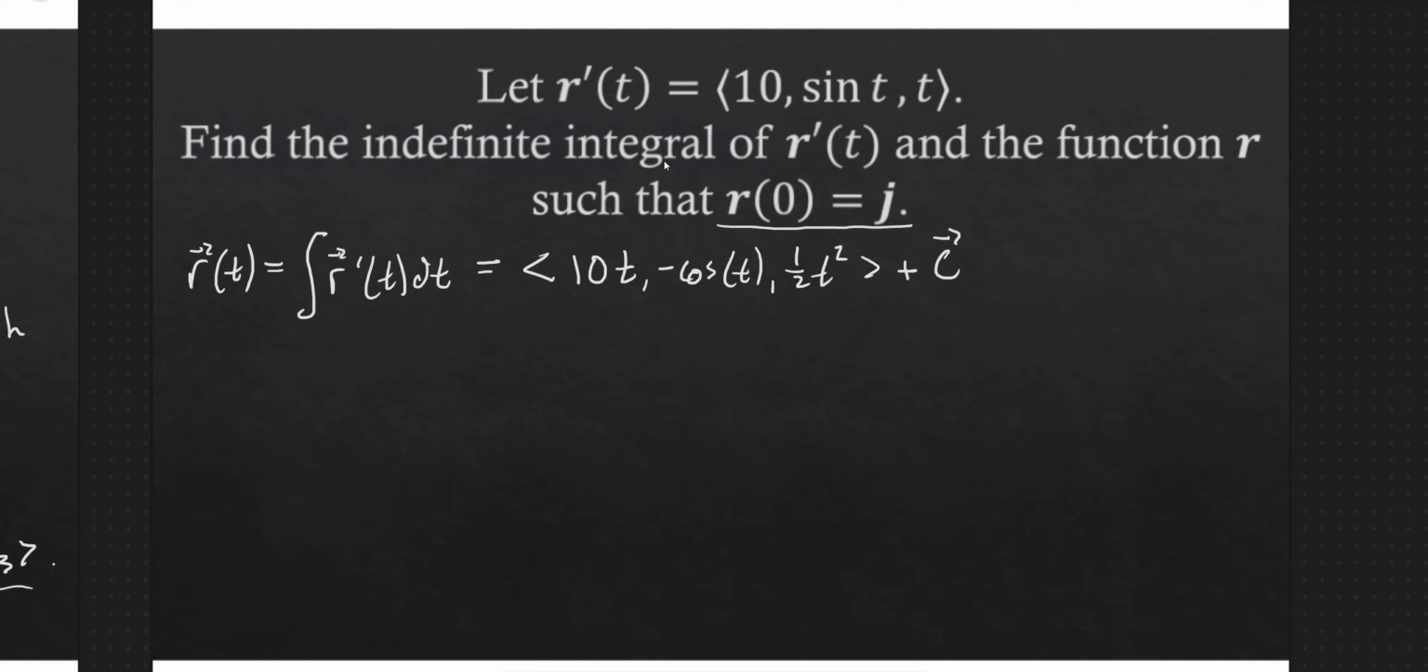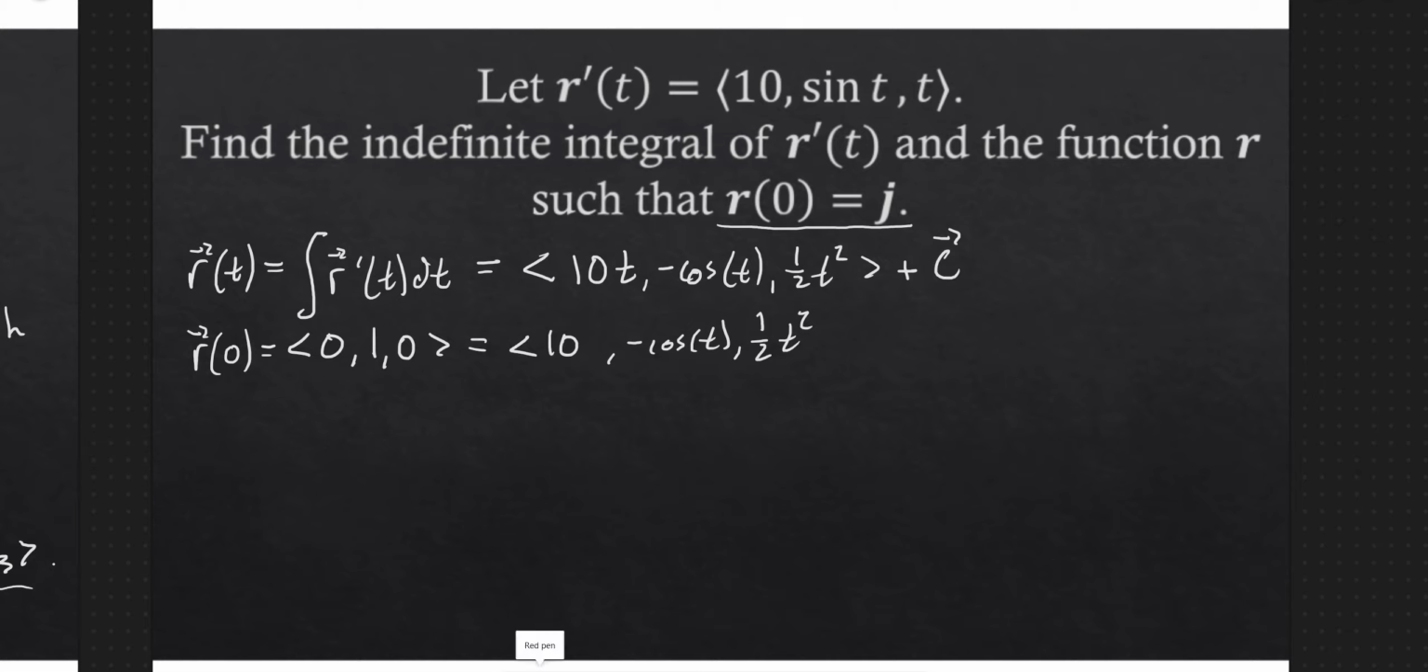Now, this is what r looks like, but I don't know what this constant vector is, so now here comes the initial value part. I want r of 0 to equal j. So on one hand, r of 0 equals j, so that's 0, 1, 0. You should feel comfortable going back and forth between the ijk and component notation. Plus this constant vector c. It equals j, and at the same time, it also equals 10t, minus cosine t, 1/2 t squared. I want to evaluate all these at 0.